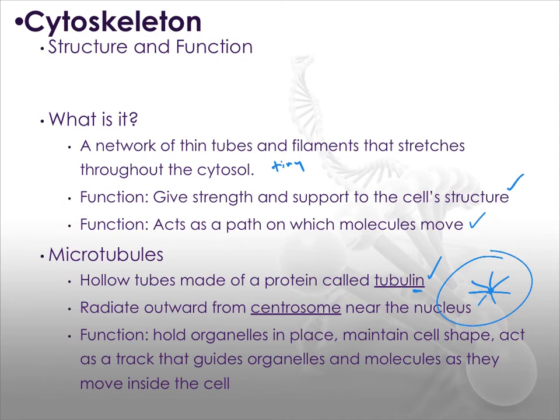Okay, not necessarily all the way to the end. Maybe they branch out like that. Okay, but they are going outwards. It's kind of a network, all right, going through the entire cell. The function is to hold organelles in place, maintain cell shape, and act as a track that guides organelles and molecules as they move inside the cell. So it kind of anchors things in the middle here, and maybe it holds the endoplasmic reticulum and the Golgi in place, holds the mitochondria over here, all right, that's its job. This is called microtubules.